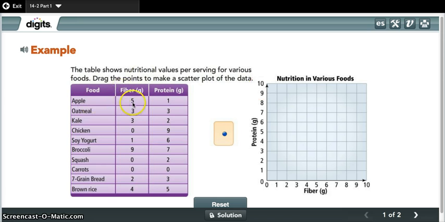All right, so let's look at the first one. We've got fiber and protein for an apple. So fiber is 5, protein is 1. So let's start with, ooh, can I grab that? There we go. Fiber is 5, protein is 1.